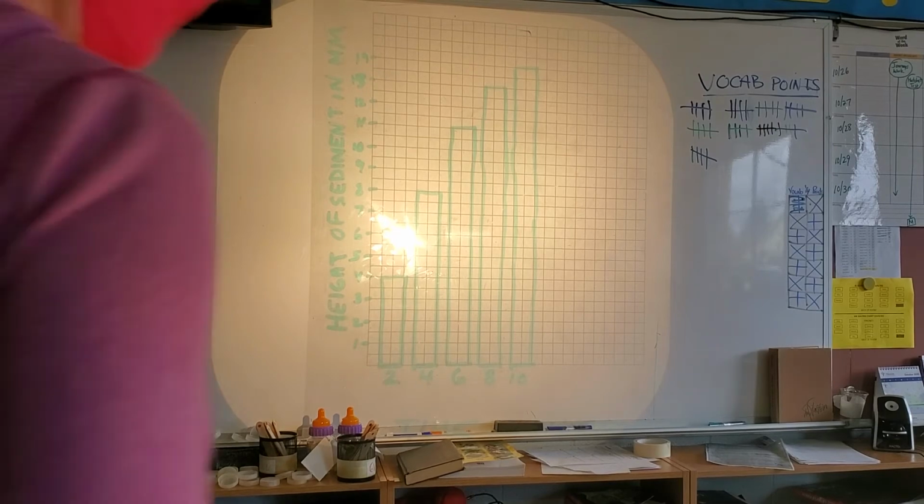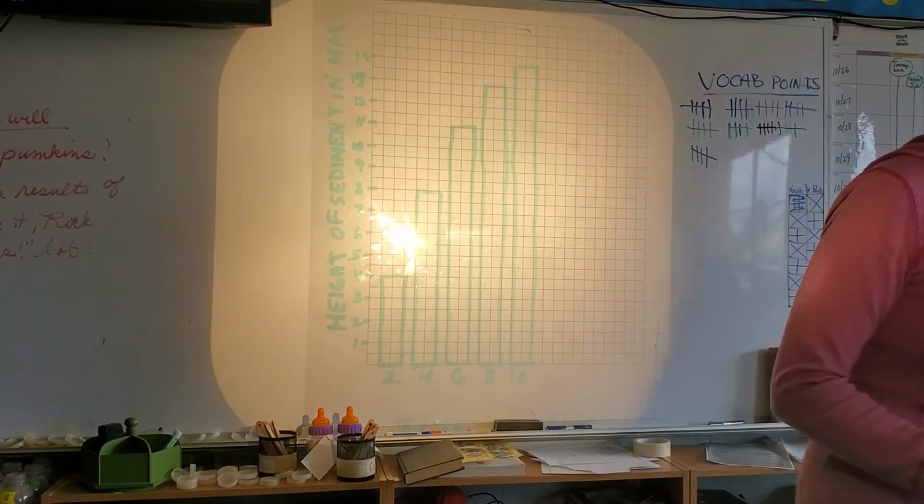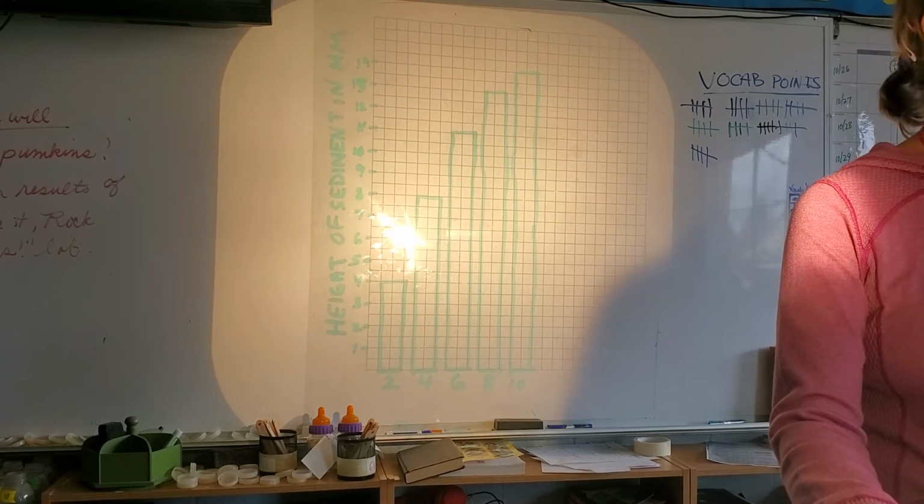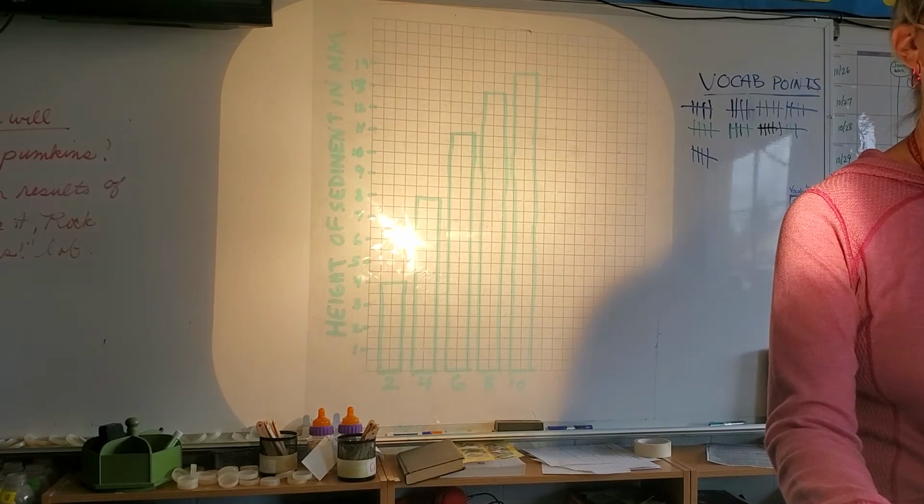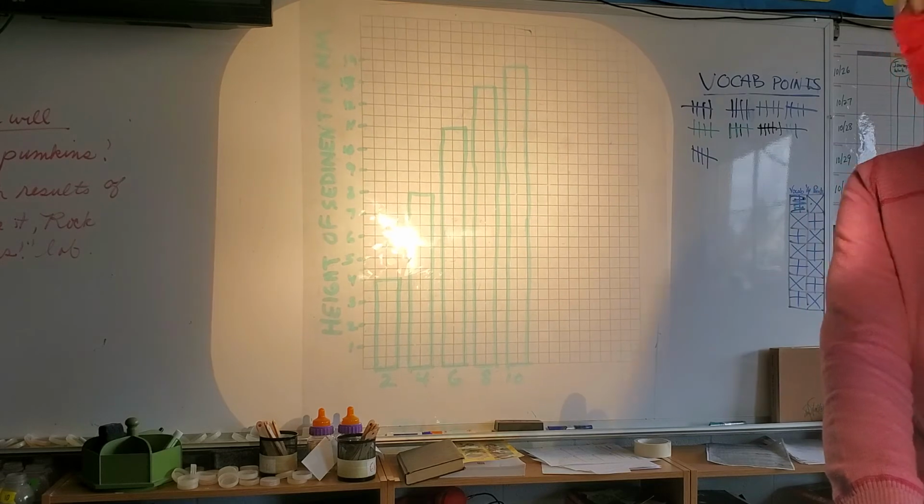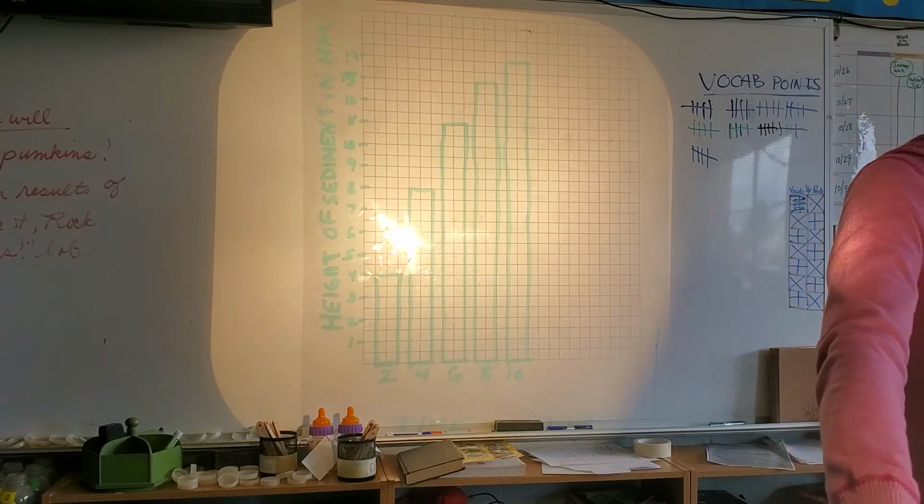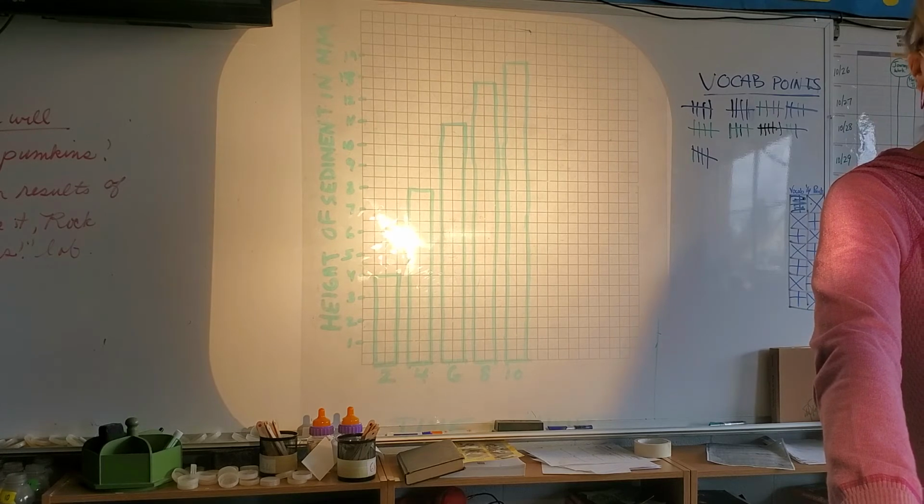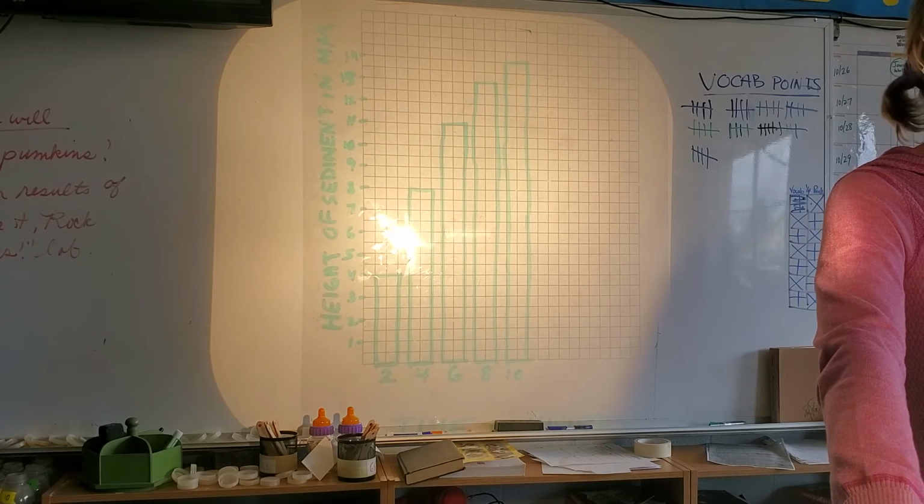All right, back to it again. So everybody has drawn in their graphs, and what we have here is what I would call perfect results. Why would I call these perfect results for this lab? Think about it. Why would this be really great results for this lab?